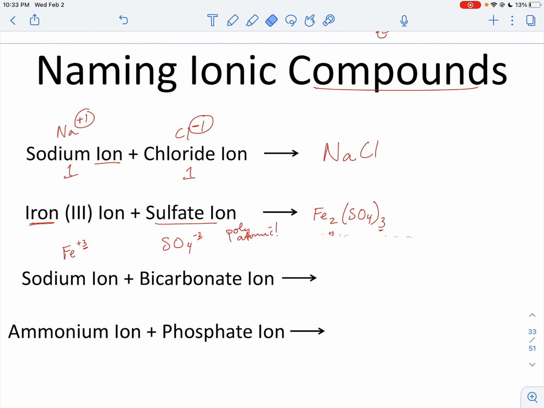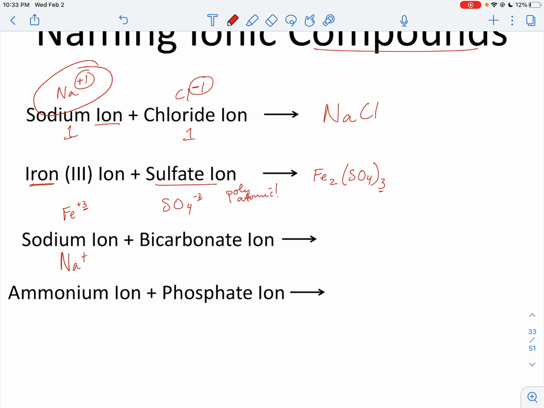Sodium ion and bicarbonate. Well, we already have sodium right here, Na+, or +1. Bicarbonate. What is bicarbonate? This is probably another one you don't recognize the name of. It's not an element. It is a polyatomic ion. Okay. So if you know those or have taken some time to memorize those, it's HCO3 negative. That is the formula for the bicarbonate ion.